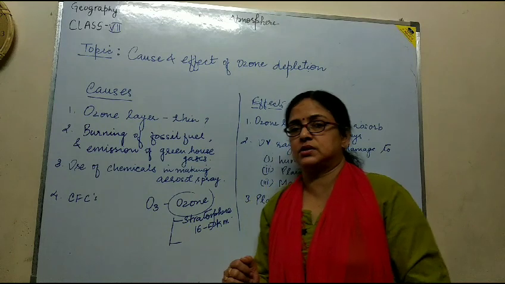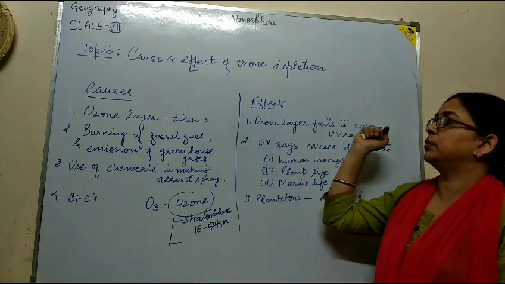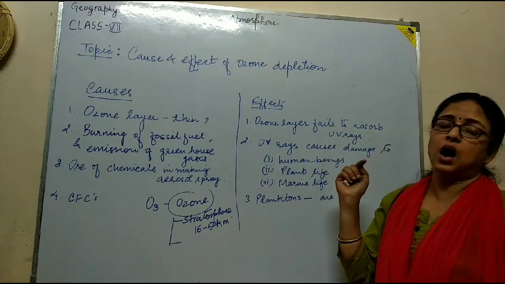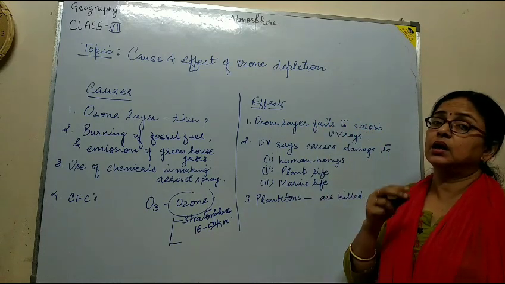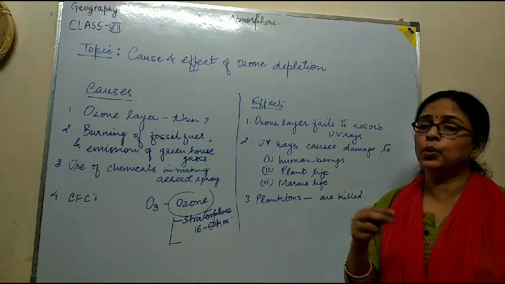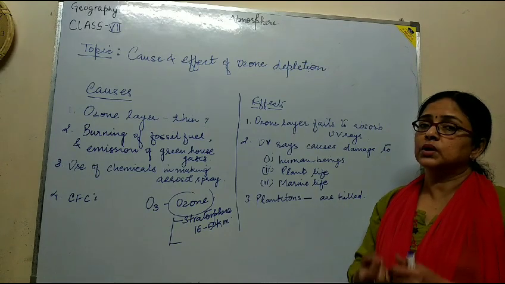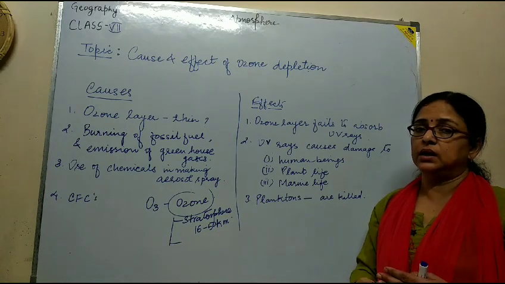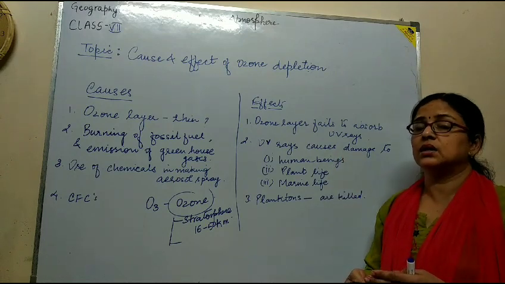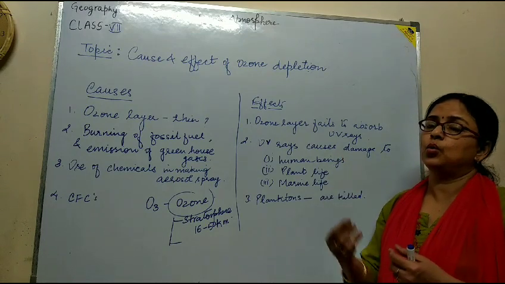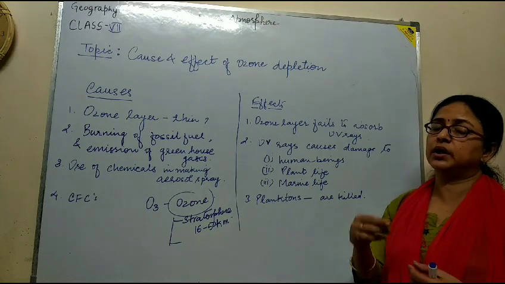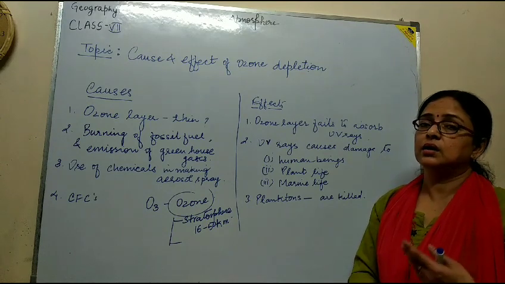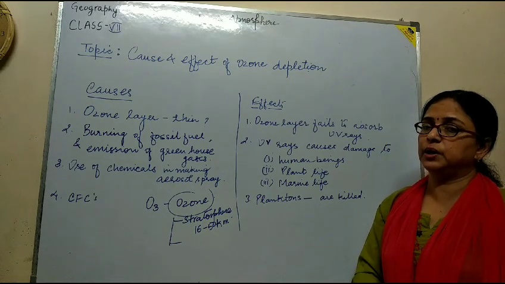Now, what are the effects of the ozone depletion? The ozone layer fails to absorb ultraviolet rays. The ozone layer is no more in capacity to absorb the ultraviolet rays of the sun, and it passes those harmful rays through the atmosphere to reach the earth, and ultimately causes harm to the living beings on the earth.